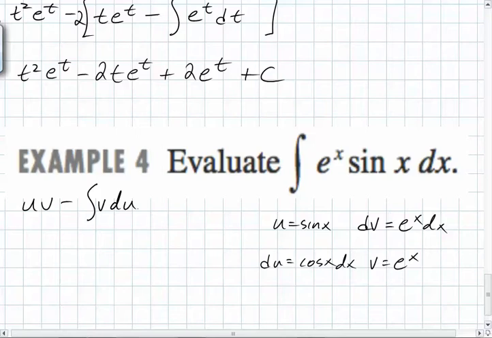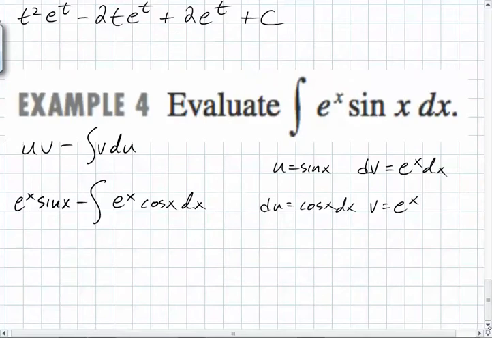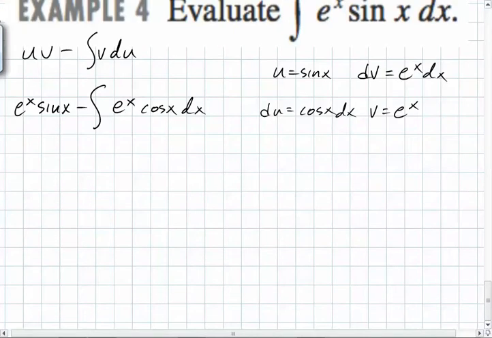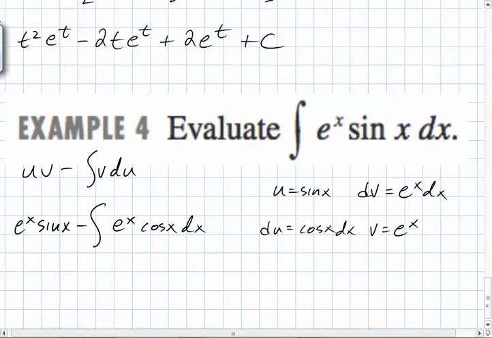So what do we end up with? You get e to the x sine x minus the integral of e to the x times cosine x dx. Okay, that's kind of nice-ish. But what do you notice? Where are we now? We've essentially moved nowhere, right?